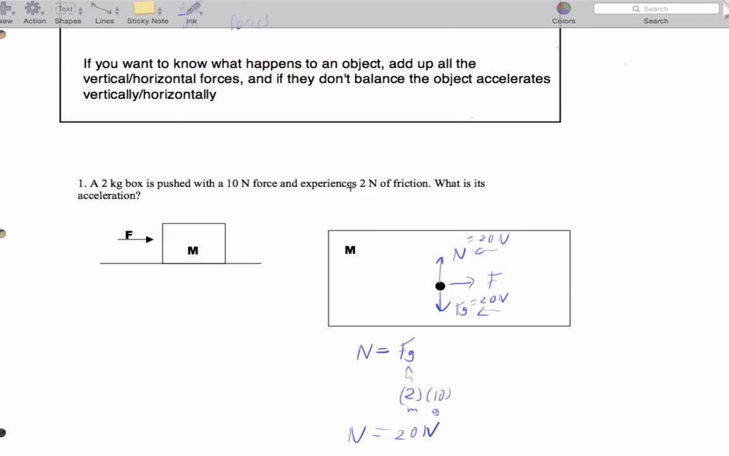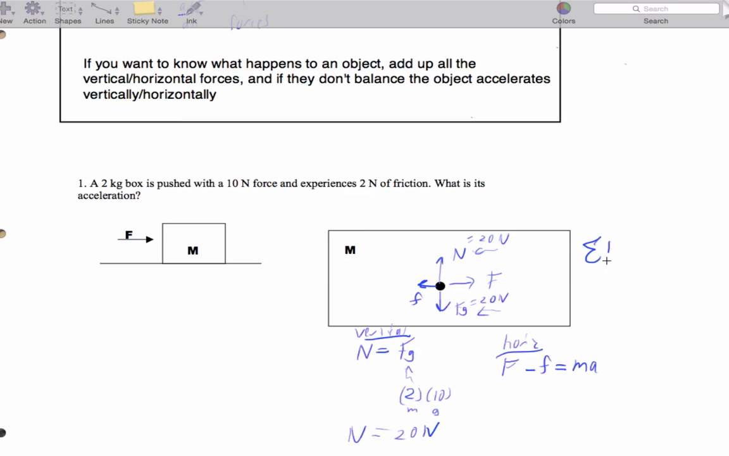And the other thing that they tell me is that there's 2 newtons of friction, so that actually opposes the motion. So in the horizontal direction, so I'm going to say this is vertical, and in the horizontal direction I have the friction force, so horizontally. I have the applied force F. It battles the friction force. These don't cancel. They're not equal to each other, so they can't balance. So the effect of these two forces is that the mass accelerates.